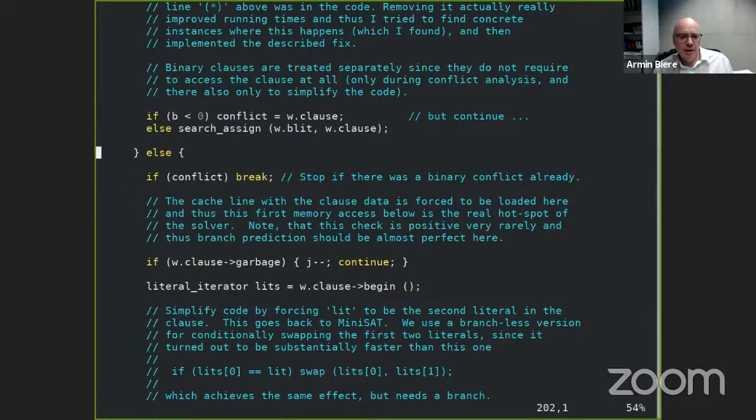But now I'm here in the big clauses, which are not inlined. And now I'm accessing the clause. So this pointer dereference here, Knuth calls it the mem, right? This thing here.